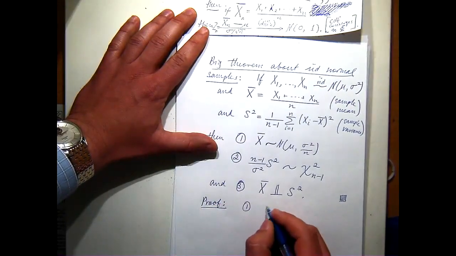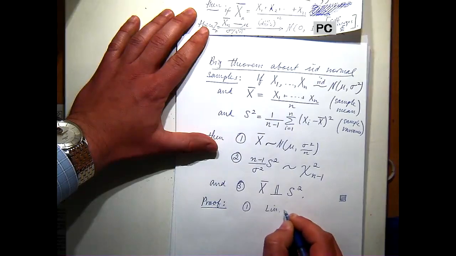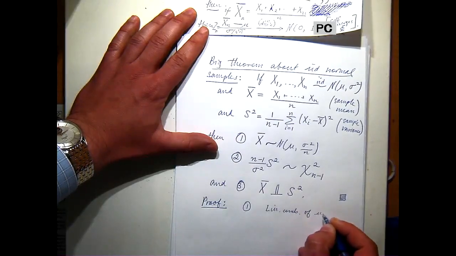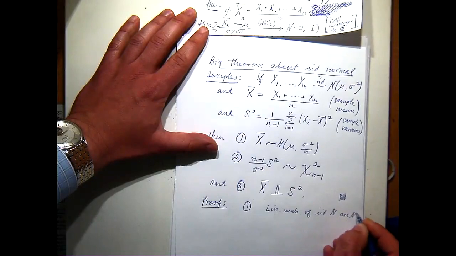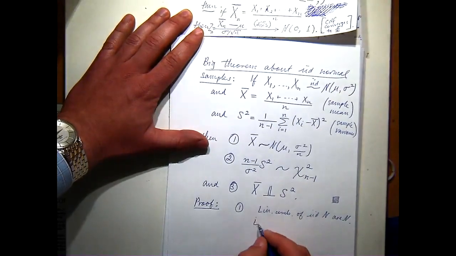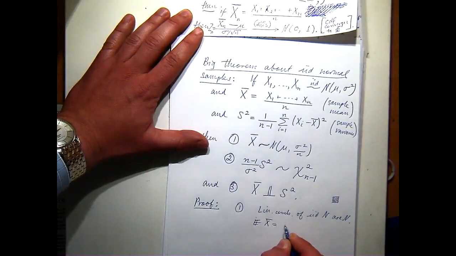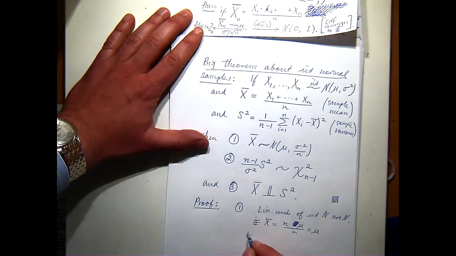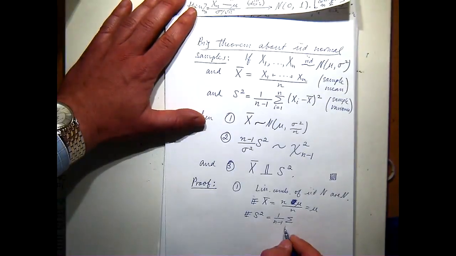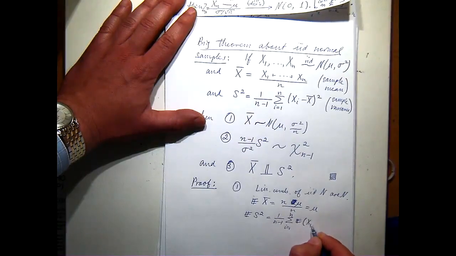So for part 1, as I said, linear combinations of IID normals are normal. So we know it's normal, we just need to calculate the expected value. The expected value of x bar is equal to n times mu divided by n, which is mu. So that's an easy calculation. The expected value of s squared is going to be 1 over n minus 1, sum i equals 1 to n, of xi minus x bar squared.